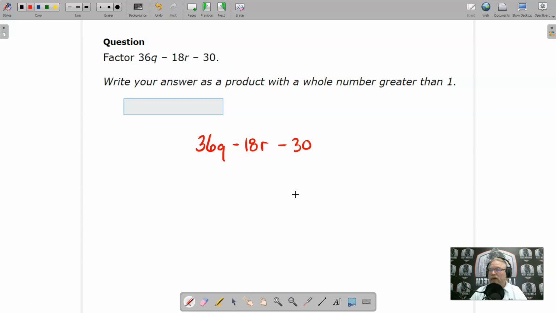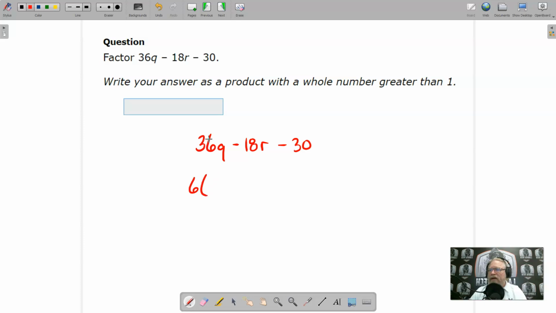Let me see, 2 works, right? But I think 6 works also. Yeah, they're all even, so I know 2 works. But what about 6? 6 times 6 is 36. 6 times 3 is 18. 6 times 5 is 30. So let's go ahead and try to pull out a 6.